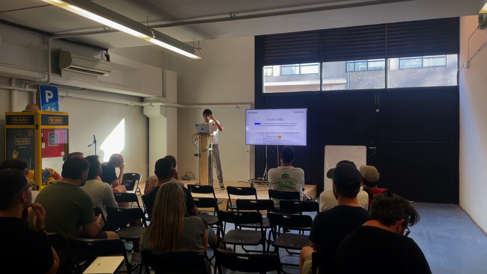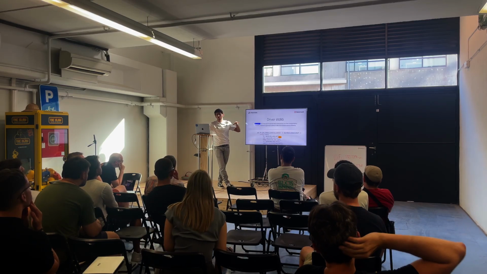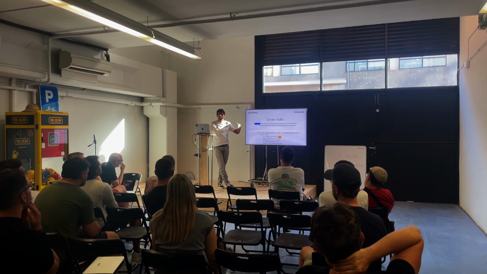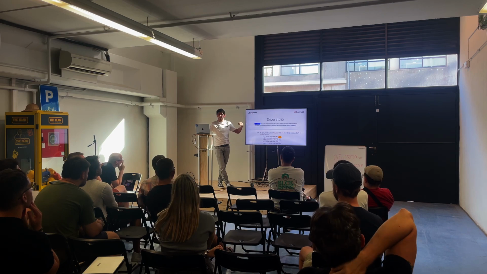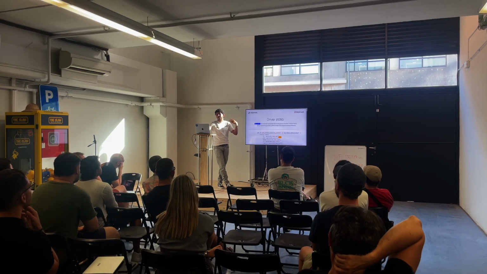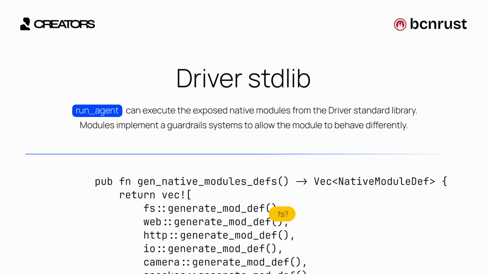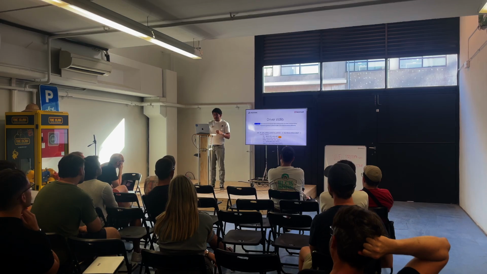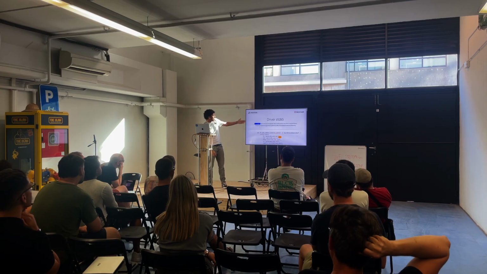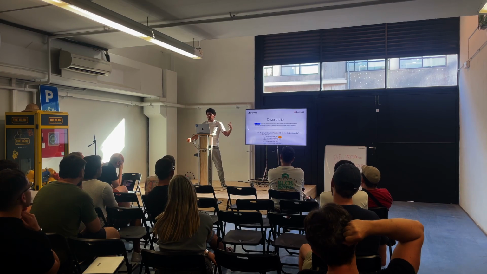Basically, as I said, the run agent can see all the native modules, or at least all the exposed native modules, to decide which actions to perform based on the task itself and the whole loop that I just mentioned. We have, for example, the file system that we just have seen. We have the web, we have the HTTP, we have also the speaker that hallucinates right now. And these modules implement guardrail systems to prevent the LLM from doing its own thing.